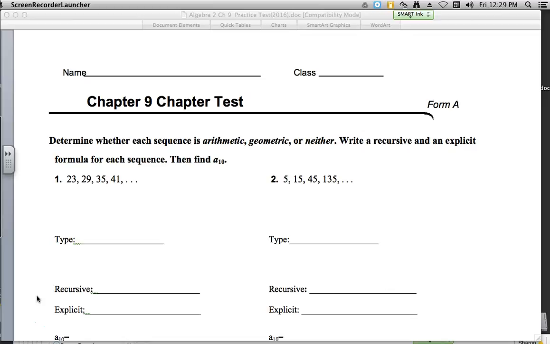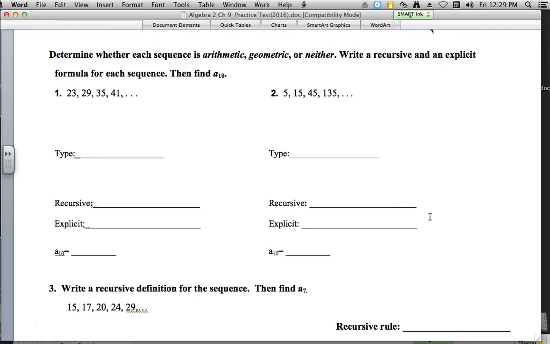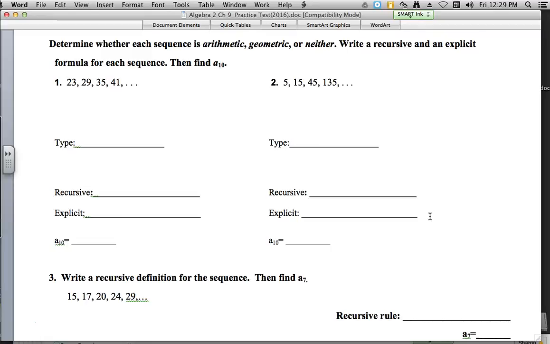So at this point, if you want to give these a try, let me scroll it up just a little bit. Give these two a try. Go ahead and pause the video. All right, I'll go ahead and start on these now.